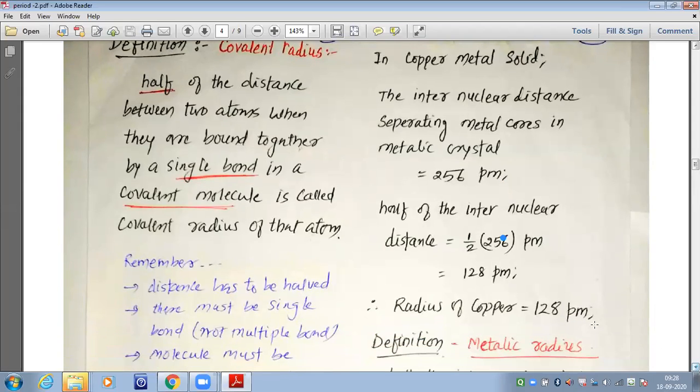Now I have underlined a few words. The first word that I have underlined is half. The second word I have underlined is single bond. And the third word I have underlined is covalent molecule.